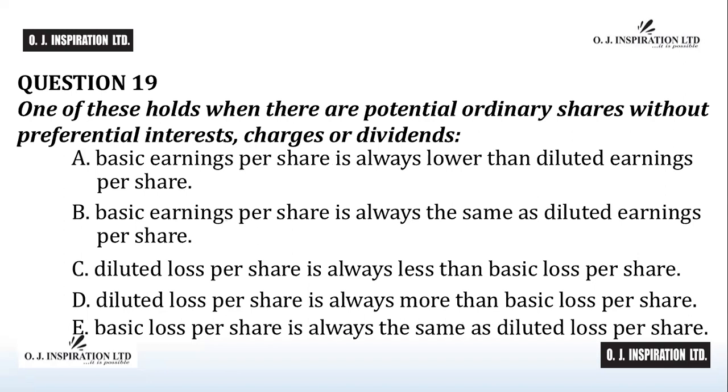Question number 19. One of these holds when there are potential ordinary shares without preferential interest, charges, or dividends. A, basic earnings per share is always lower than diluted earnings per share. B, basic earnings per share is always the same as diluted earnings per share. C, diluted loss per share is always less than basic loss per share. D, diluted loss per share is always more than basic loss per share. E, basic loss per share is always the same as diluted loss per share.